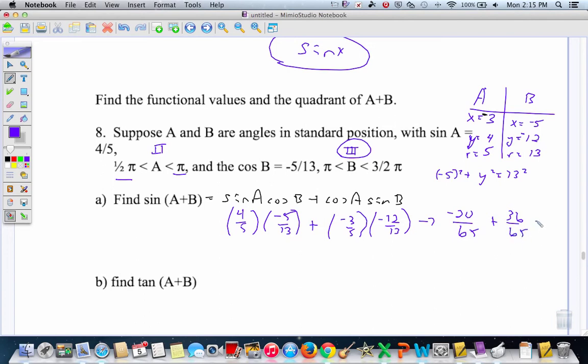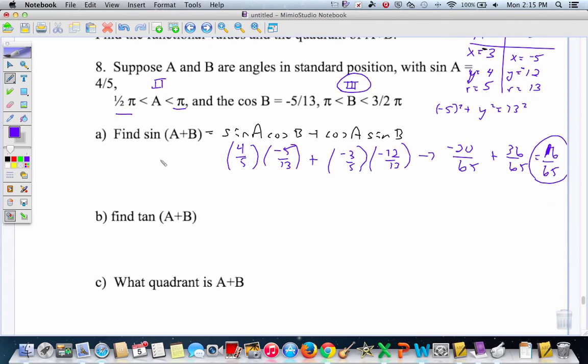Multiplying, I have negative 20/65ths plus 36/65ths, or a simplified version of 16/65ths. Negative 20 plus 36 is a positive 16. With the x, y, and r already identified, we can find the tangent of a plus b. The tangent of a plus b is the tangent of a plus the tangent of b over 1 minus the tangent of a times the tangent of b.